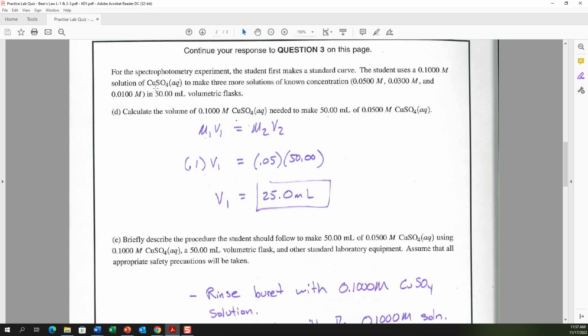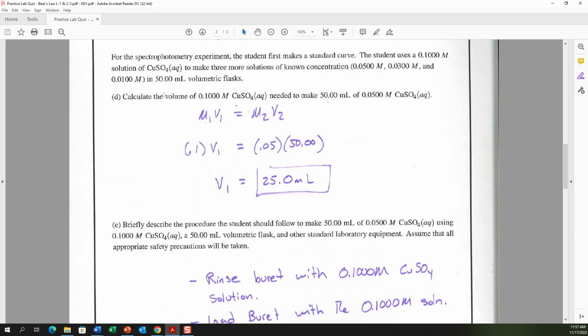And notice they give you the volume of your volumetric flask. So remember, that volume is always the final volume of the solution you're trying to make. So if you're doing M1V1 equals M2V2, this is V2, right? Right? So in question D, they're just like, calculate the volume of the 0.1 molar solution they need to make 50 milliliters of a 0.05 molar solution. So they're asking you, how do you dilute this solution, the 0.1 molar solution, to this molarity if the final volume is going to be 50 milliliters?